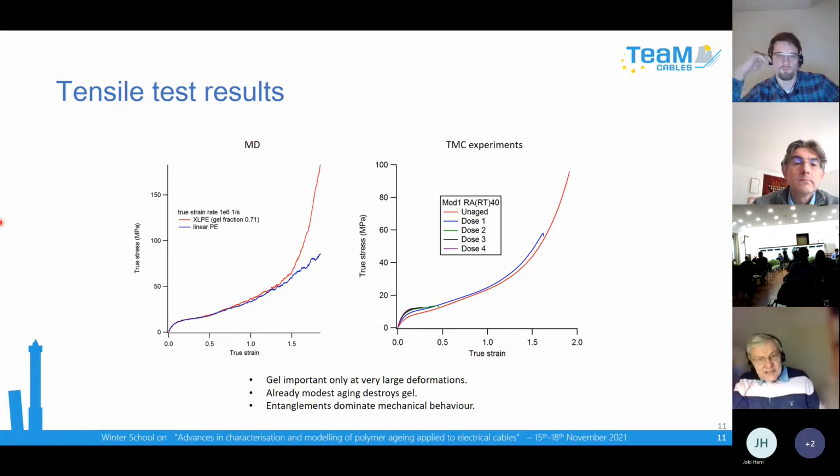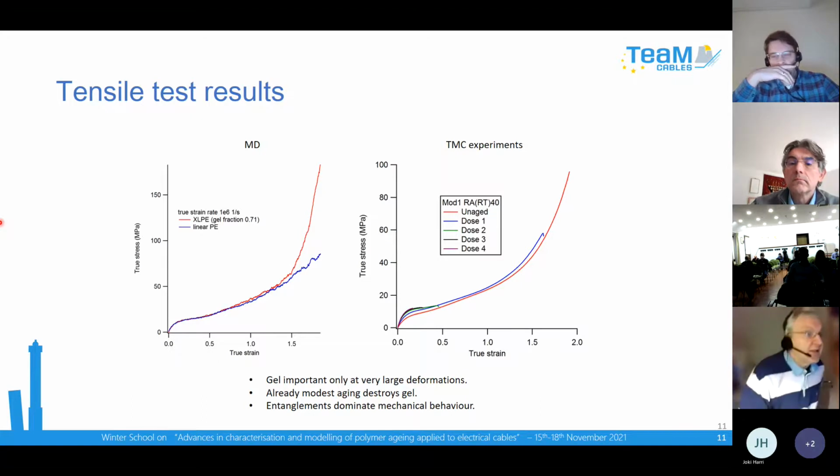But what we get are some stress-strain curves. On the left, we have an example of a molecular dynamics simulation, and on the right, an example of real experimental tensile test data from this project. And we see that the agreement is qualitatively good, and it's also quantitatively pretty good.